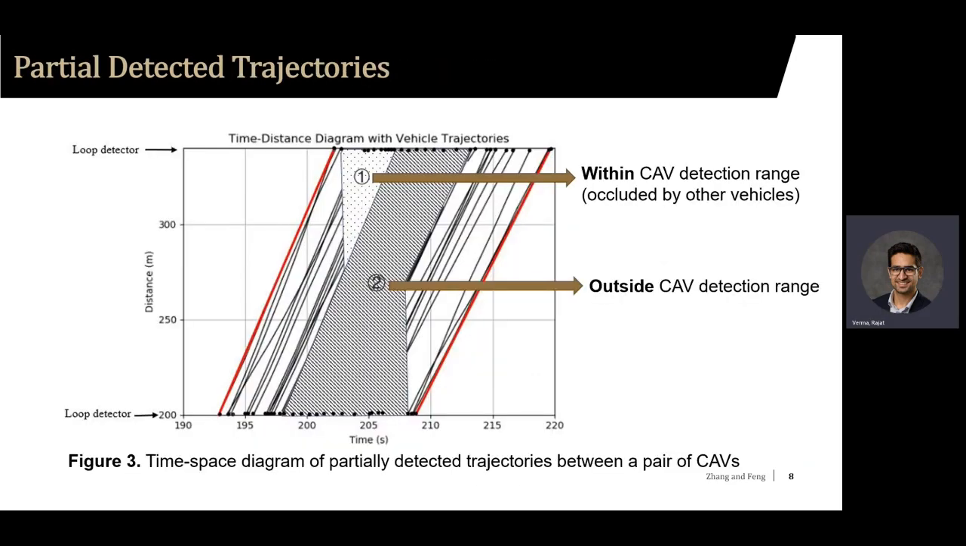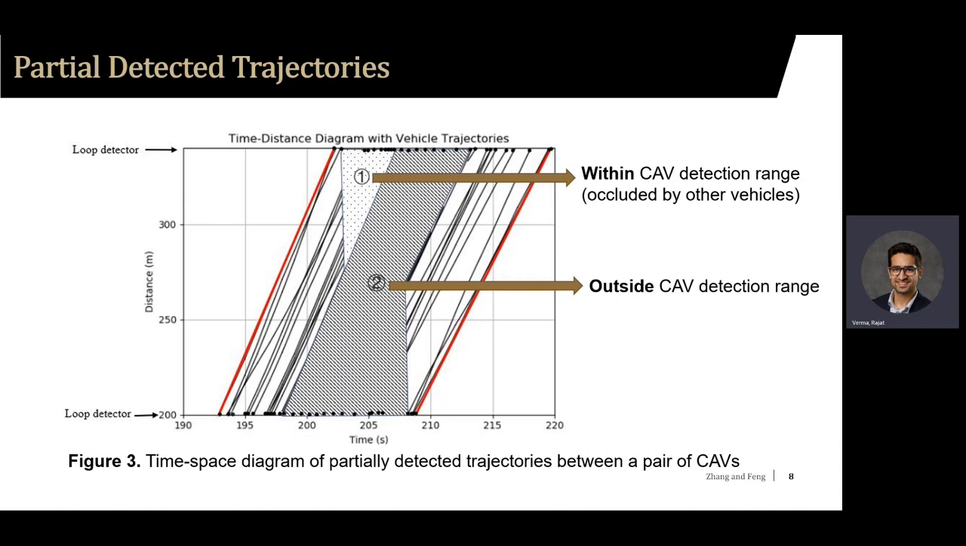Here is the time-space diagram of the partially detected trajectories between a pair of CVs. The x-axis is time and the y-axis is distance. There are 2 loop detectors, at the beginning and the end of the road segment. There are 2 CVs, and their trajectories are marked in red. In the middle of these 2 CV trajectories, there are a lot of black trajectories, and these trajectories have some missing parts.